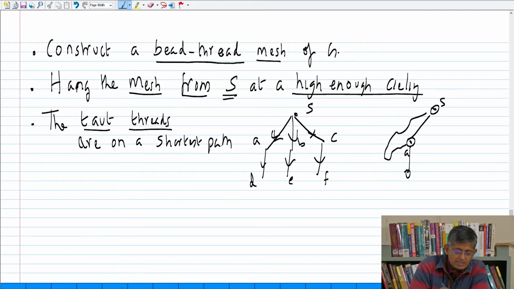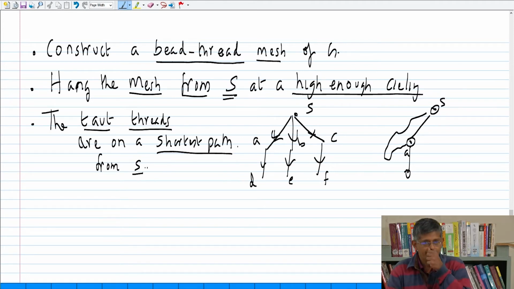The taut threads are on the shortest path from S. Fine. Right. So this is the intuition. Now let's just convert this. So you can also see that this physical algorithm, which is exactly going to be Dijkstra's single source shortest path algorithm, is a very natural extension of breadth first search.